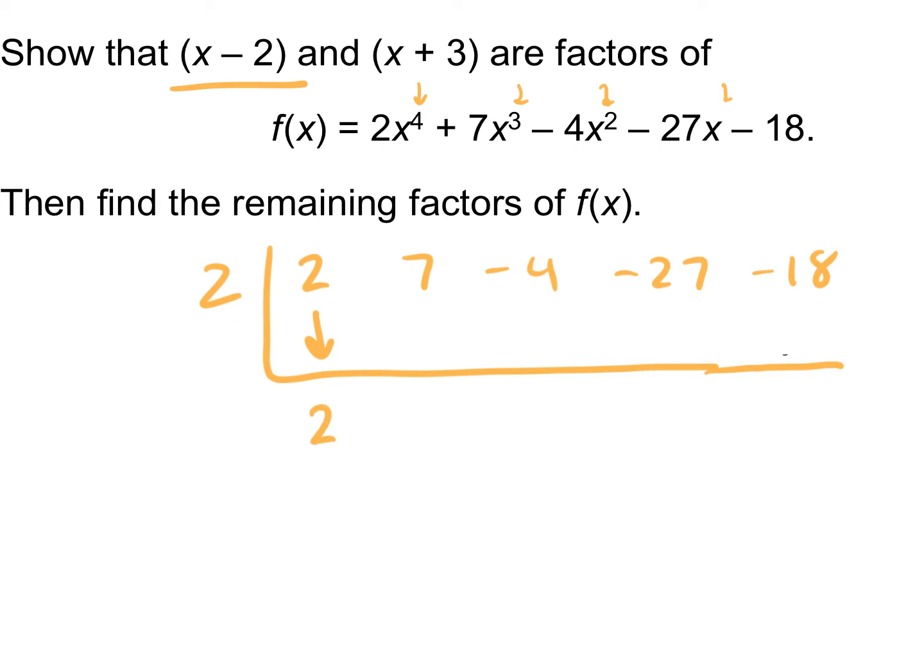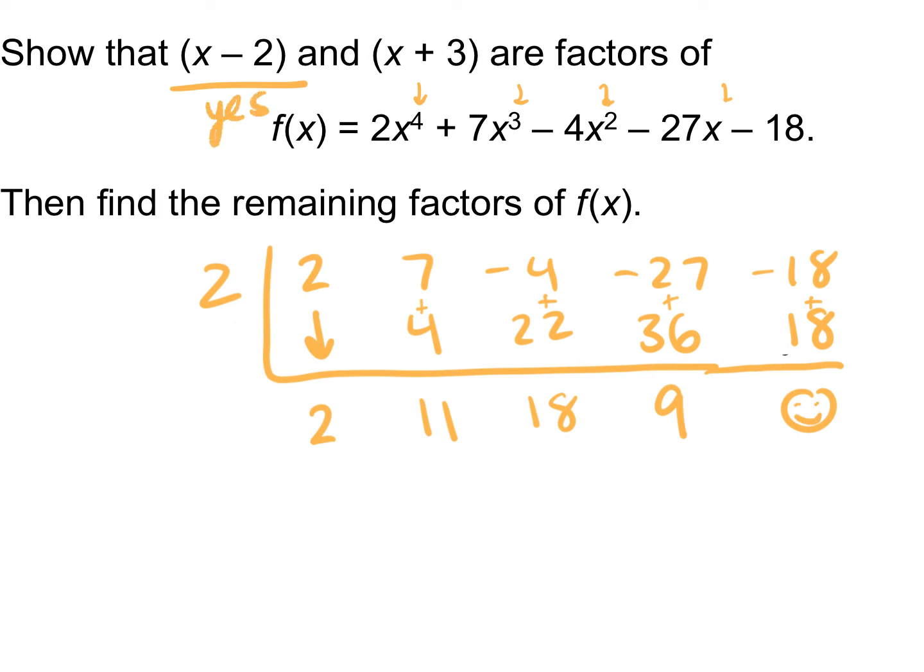2 times 2 would be 4. Add the inside, so 7 plus 4 would be 11. Multiply the outside, we get 22. Add the inside, this would be 18. 18 times 2 is 36. Negative 27 plus 36 would be 9. Awesome. And 2 times 9 is 18. Negative 18 plus 18, 0. So is x minus 2 a factor? Yes.